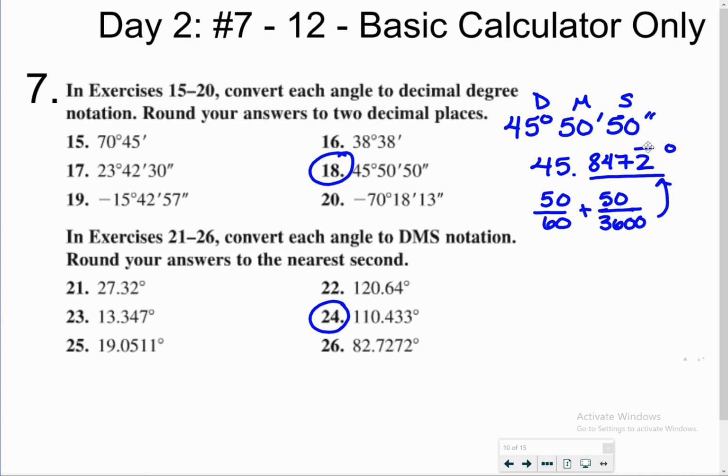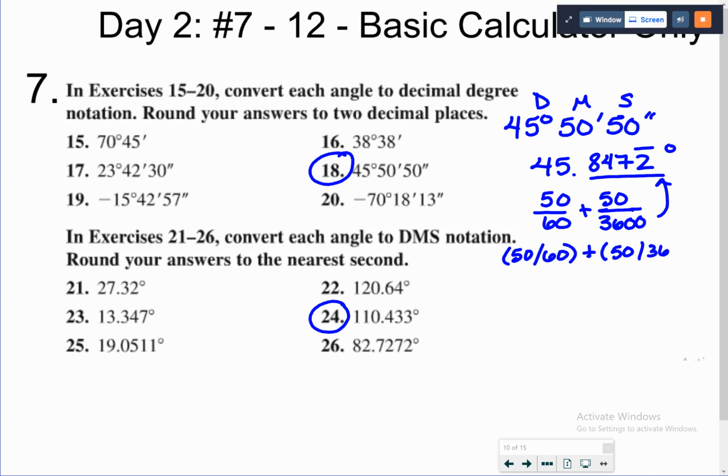What did you say was the easiest way to deal with the fractions? So how I would type it in is like this: 50 and then the division key 60 plus, and then the same thing for the other one. Just parentheses with the division key for any fraction. Okay. All right, so that's the answer for that one.